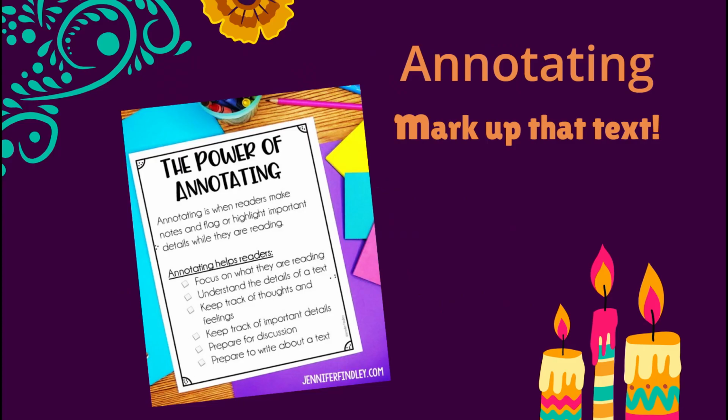And then annotating. So how to mark up the text. Basically, you go through and you find whatever annotating works for you. Some people like to underline, I like to highlight, but then sometimes it bleeds through on the next page, and then I take notes in the margins. But it's going to help you focus on what you're reading, understand the details, keep track of your thoughts and feelings, and so on. And you probably did this with literature, but now I use it as a note-taking strategy for research as well.